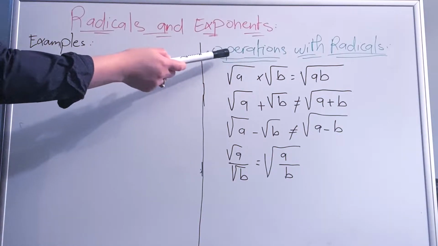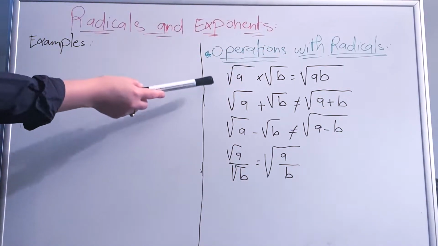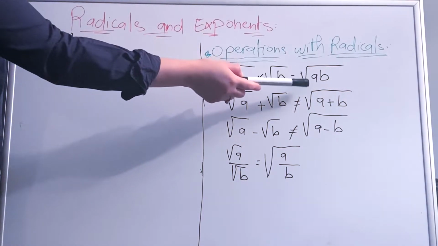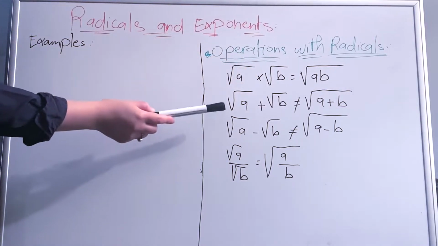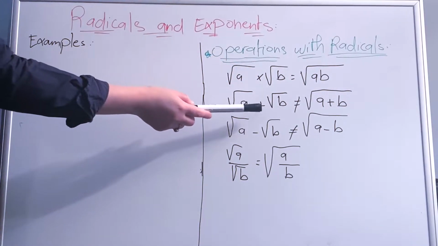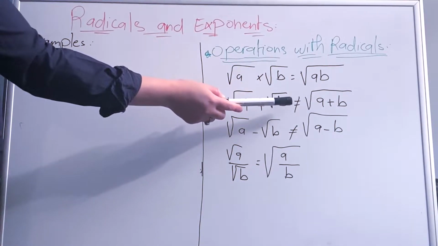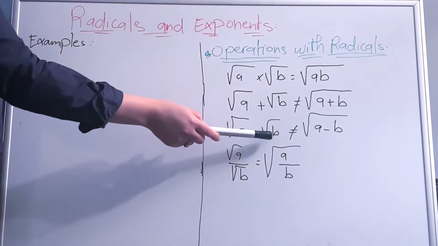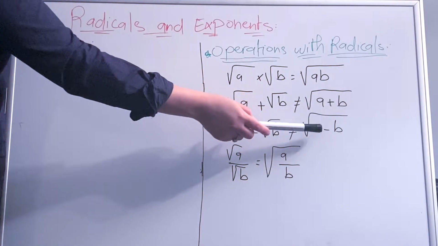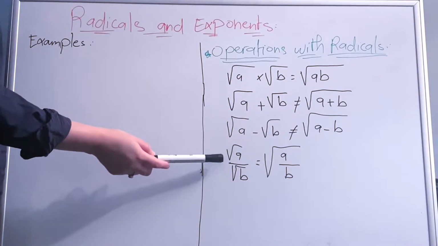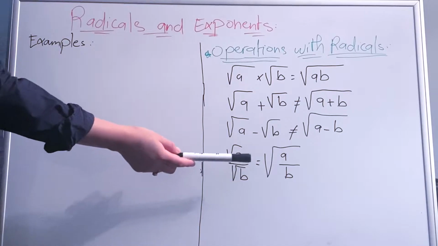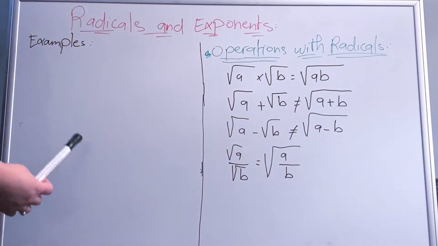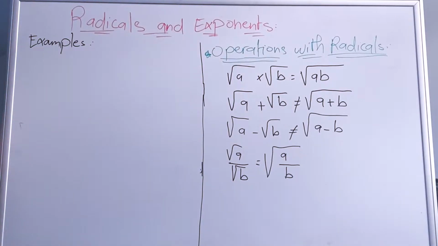I wrote some operations with the radical. So for example, the square root of a multiplied by the square root of b equals the square root of a multiplied by b, and the square root of a plus the square root of b is not equal to the square root of a plus b. The square root of a minus the square root of b is not equal to the square root of a minus b, and the square root of a divided by the square root of b equals the square root of a divided by b. So let's see some examples.